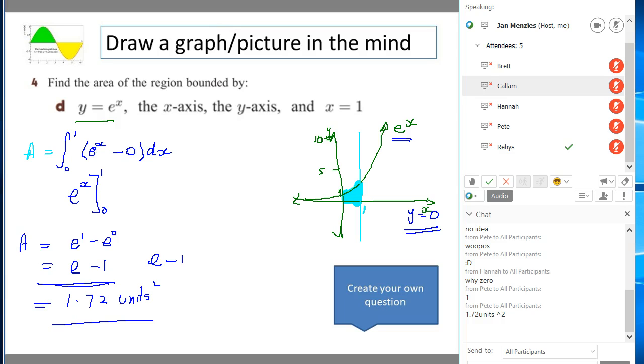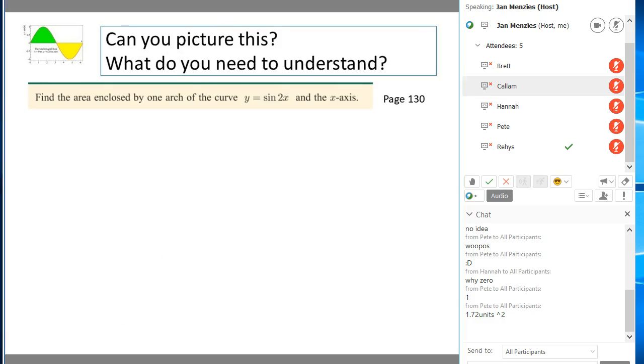I'm not going to ask you to create your own question because the time's getting away from us, but creating your own question actually is a very good learning technique, because it makes you say, what information do I need? How am I going to present that information? All right, so I'd like you to do this problem, please, and give me a tick when you're done.